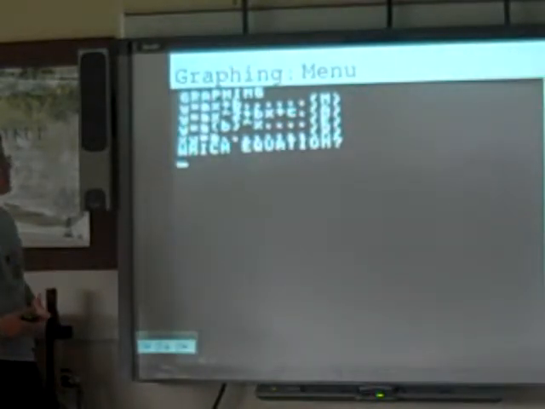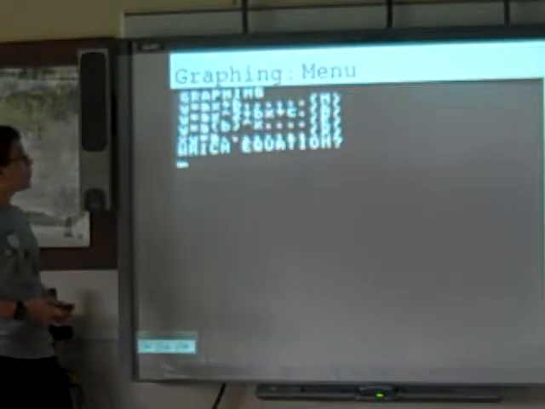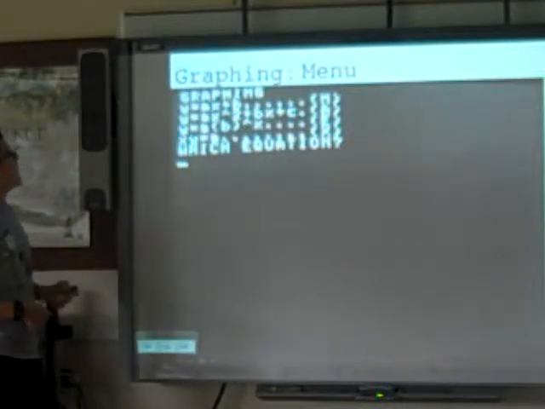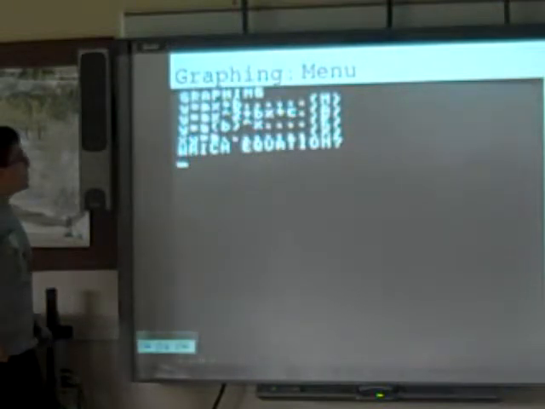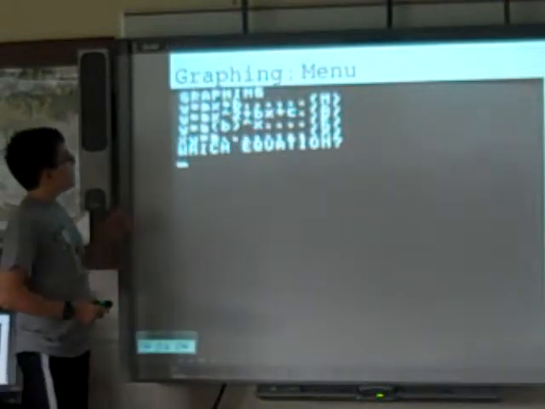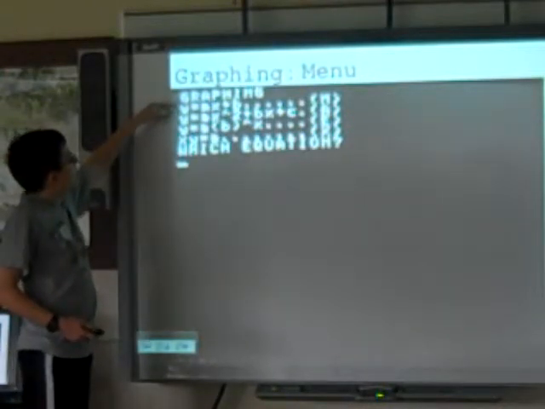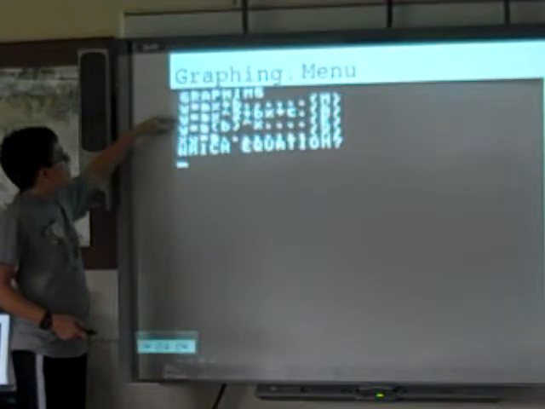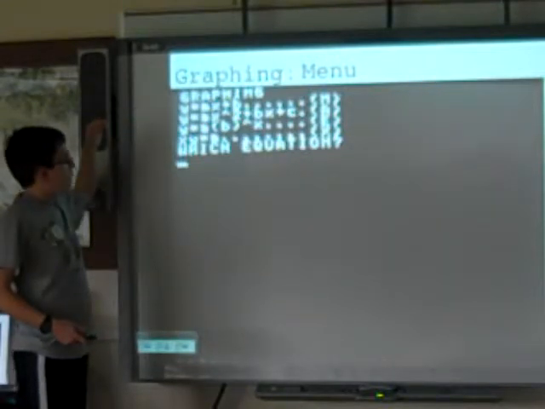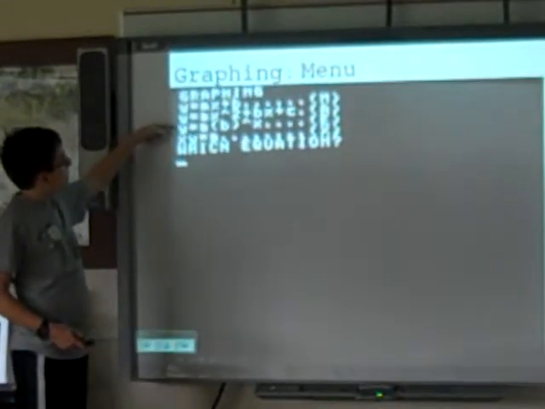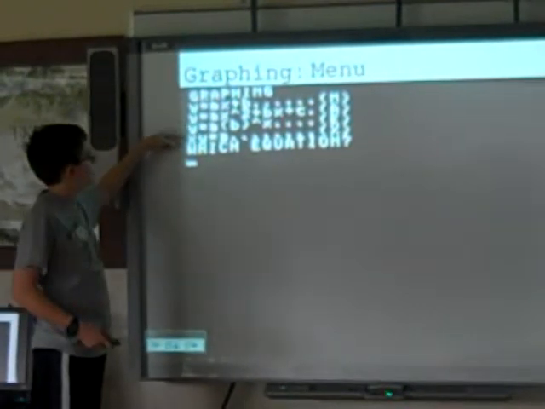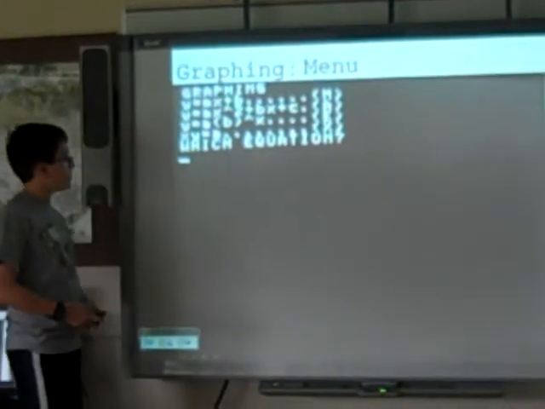This is the most complicated tool in my program. It has a menu. So I have 4 equations programmed into this: direct proportion, parabolas, and then exponential increase, decrease, and inverse variation.